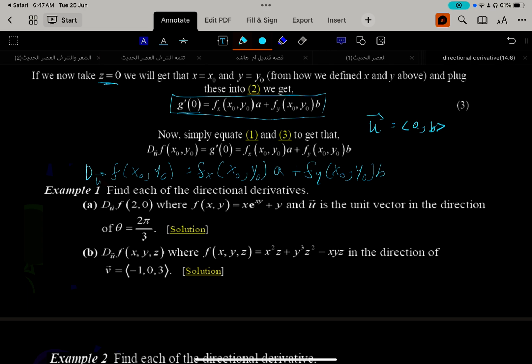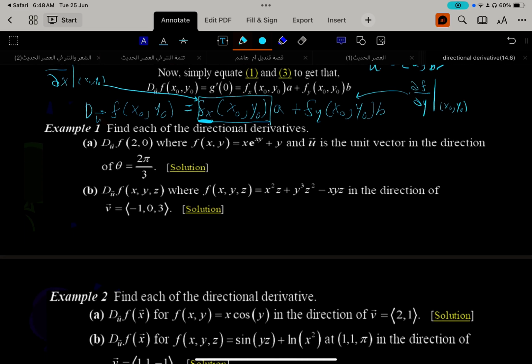So we're going to first find the partial derivative of f with respect to x, df over dx. It's basically this. And we're going to evaluate the partial derivative at the point x naught, y naught. This is basically this part. Then we're going to find also the partial derivative of f with respect to y, evaluate it at x naught, y naught, and multiply it by b to get the directional derivative. It's very simple. The formula is very simple.